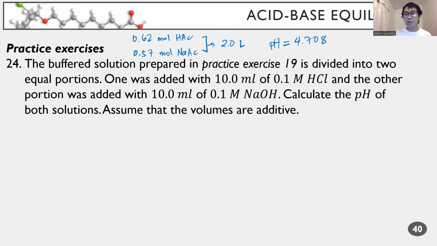From our previous question, we have a 2-liter solution made by mixing 0.62 mole of acetic acid and 0.57 mole of sodium acetate. Now, we separate this into 2 equal portions. Initially, the pH is 4.708. We already calculated this. For one portion you add a strong acid, for the other you add a strong base. Now we need to calculate the pH of the 2 solutions.